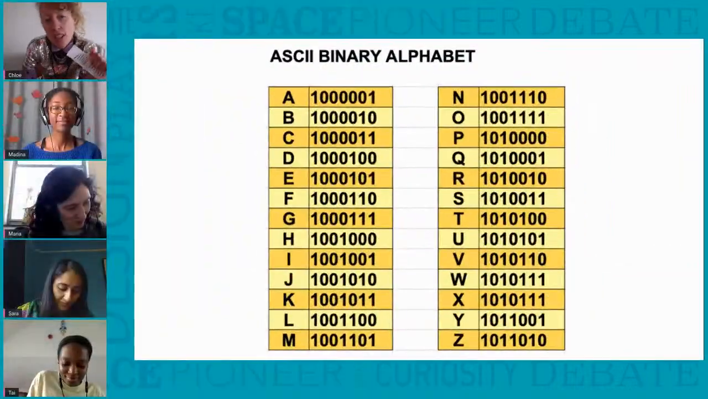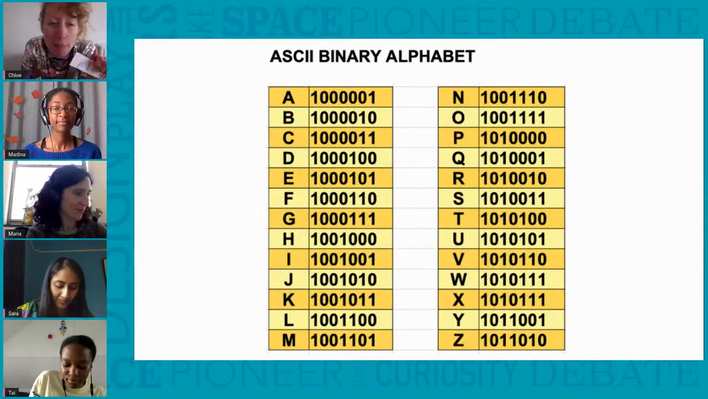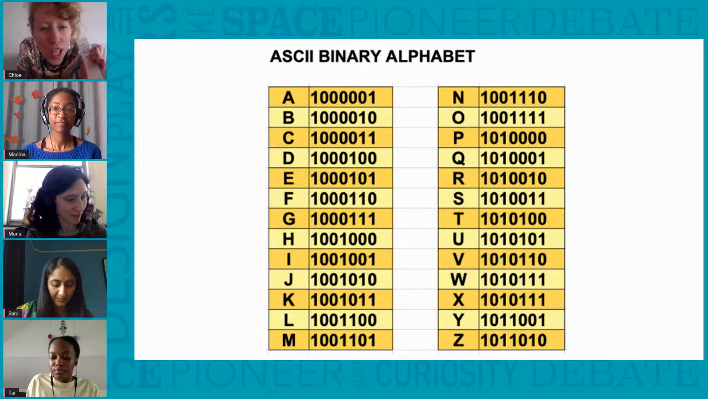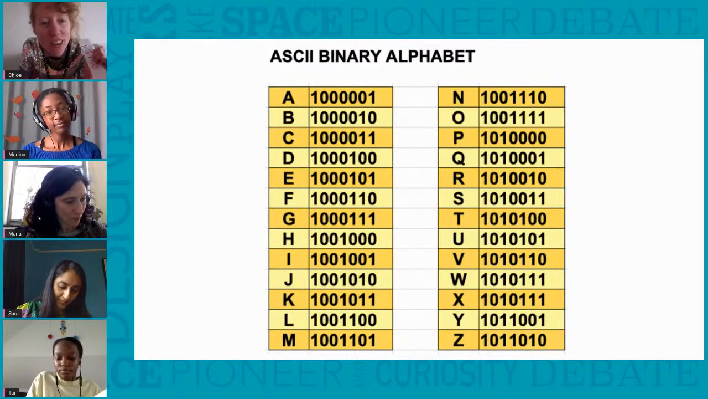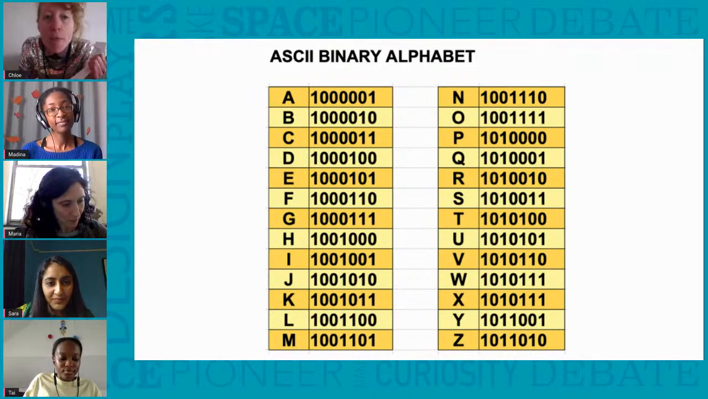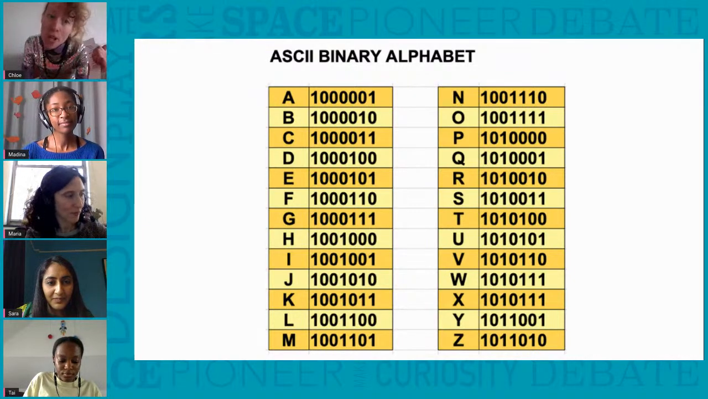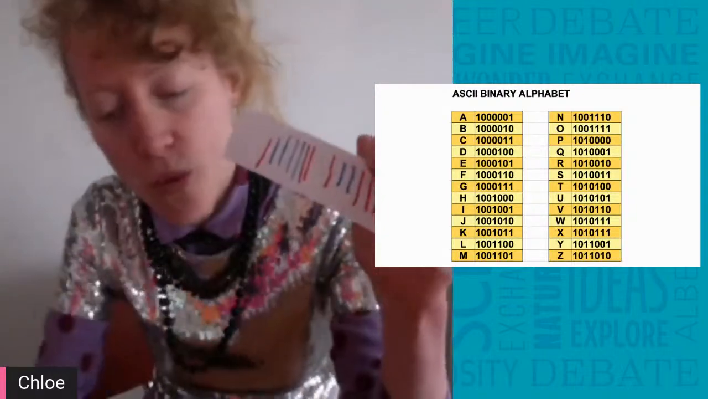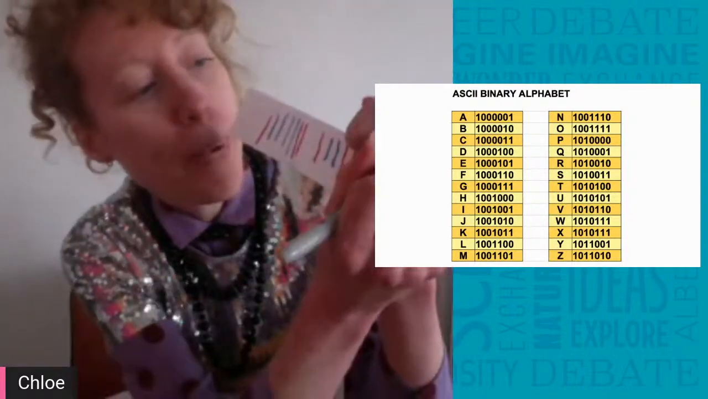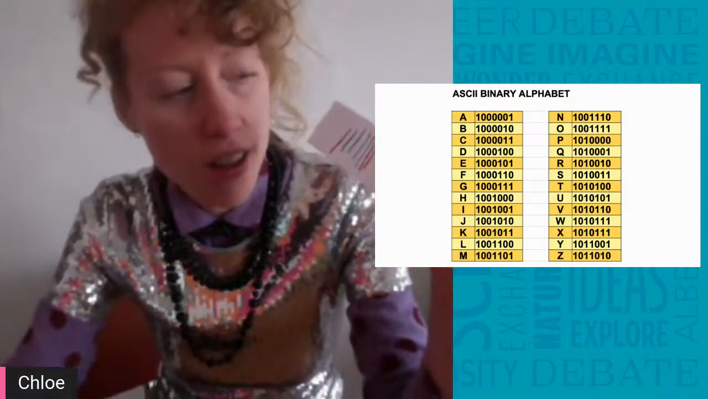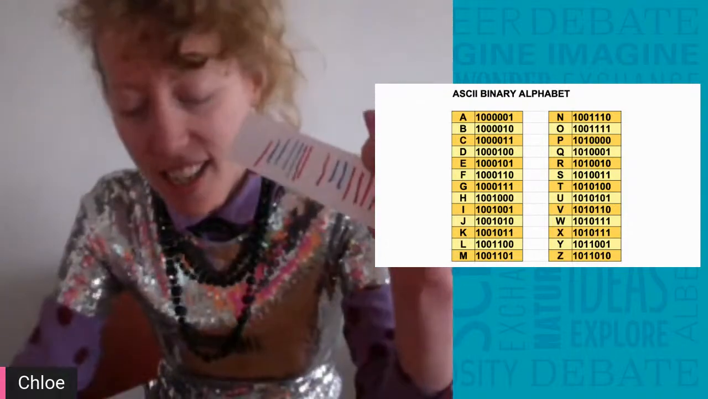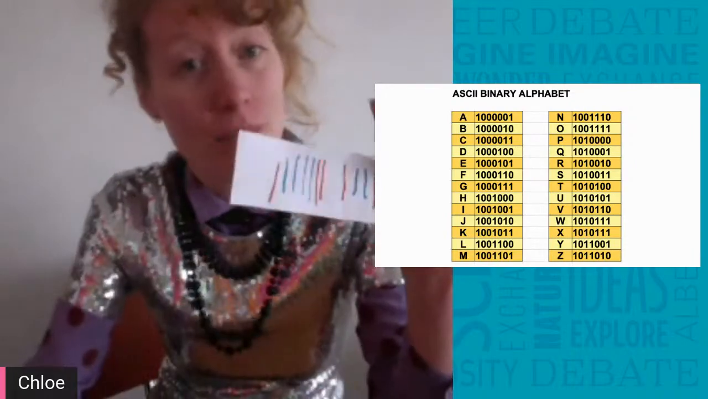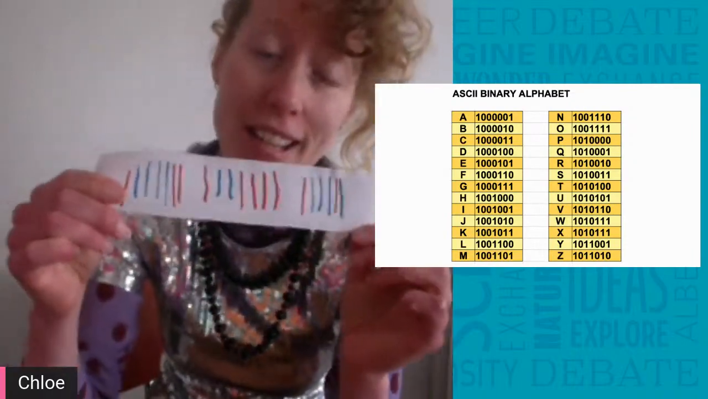And the next one, because I'm saying the word code, it's going to be D for me, which is 1000100, or red, blue, blue, blue, red, blue, blue. I'm going to draw it on: red, blue, blue, blue, red, blue.